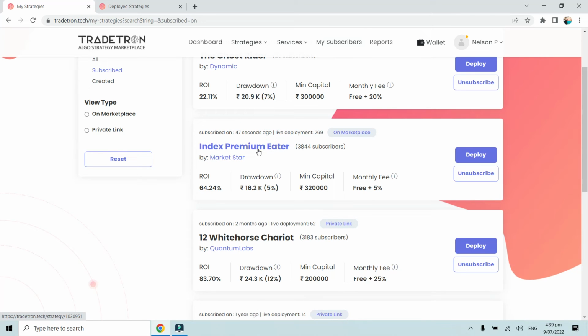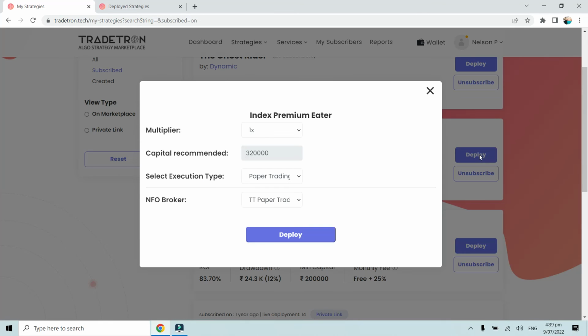And suppose we want to deploy this in our broking account, or if you want to deploy it in paper trading, then we will see how to do that. So over here, right in front of this particular page, you will see this option to deploy the strategy. So what you can do is you can just simply click on deploy.